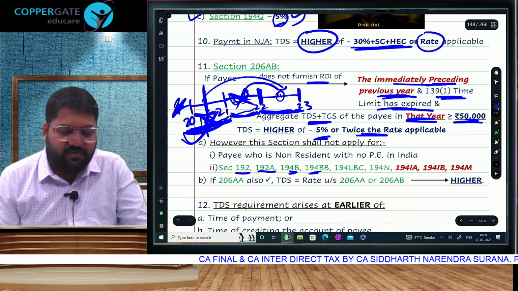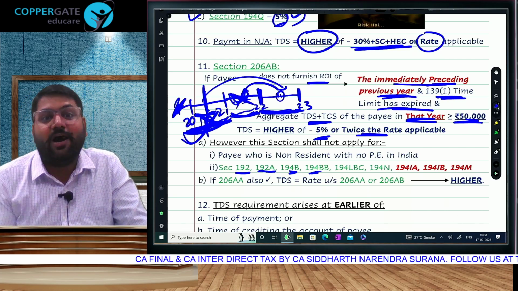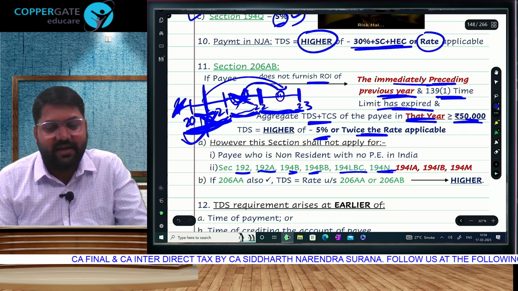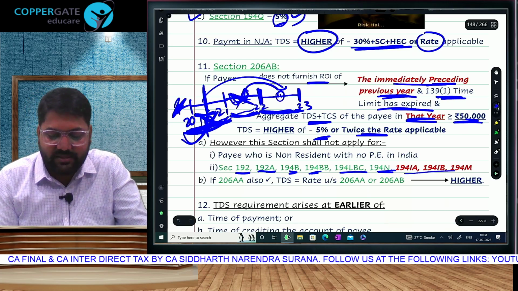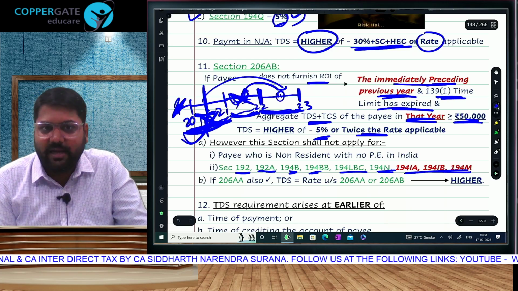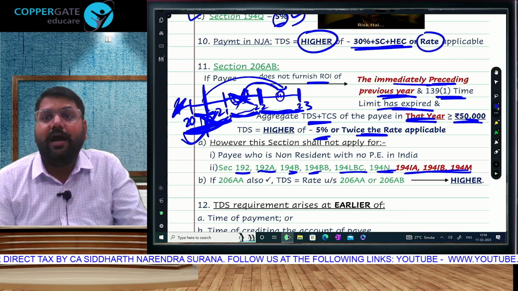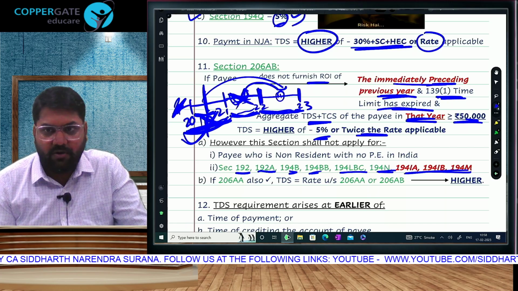This is casual winnings and winning from horse races. Already the section rate is 30. How can we make it double? 194LBC, 194N, cash withdrawal from bank account. Already there is a non-filer provision within the section. Plus amendments: 194IA, purchase of property, non-filer provisions will not apply. 194IB, rent payment more than 50,000 per month, we will not apply the non-filer provision.